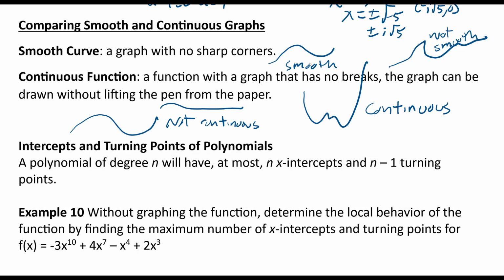Okay. Intercepts and turning points of polynomials. So this is kind of a big deal. This is based off of a couple different theorems, but the fundamental theorem of algebra. A polynomial of degree n will have at most n x-intercepts and n minus 1 turning points. So n x-intercepts, n minus 1 turning points.